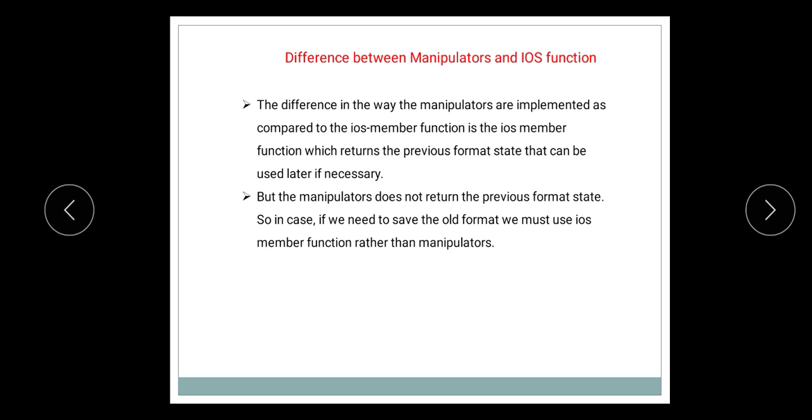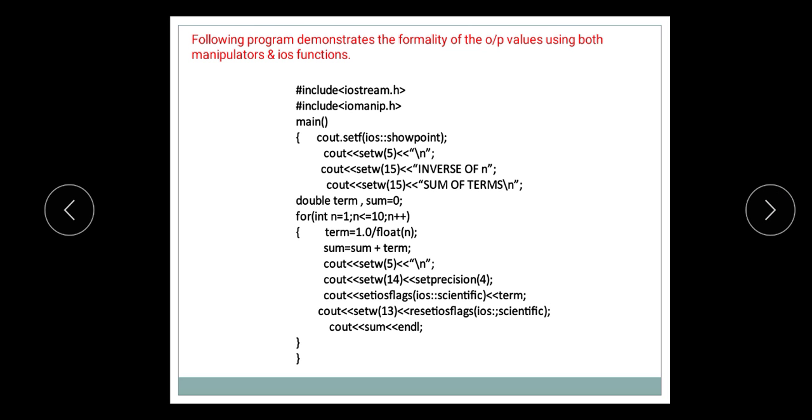That means whatever changes you have made are temporary for the ios function, and if you want to return to the previous state, you can do it with the help of the ios function. But with the help of manipulators, once you set whatever format you have specified for the given output, that is permanent. That means you cannot restore the old format if you want to use it again.